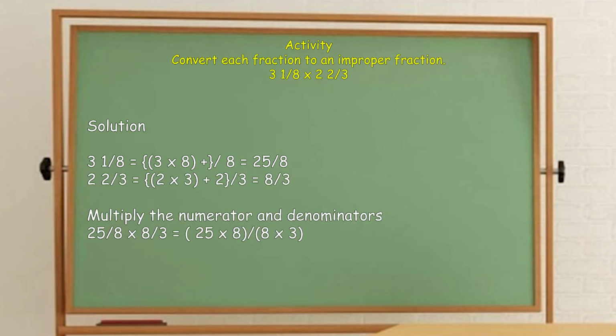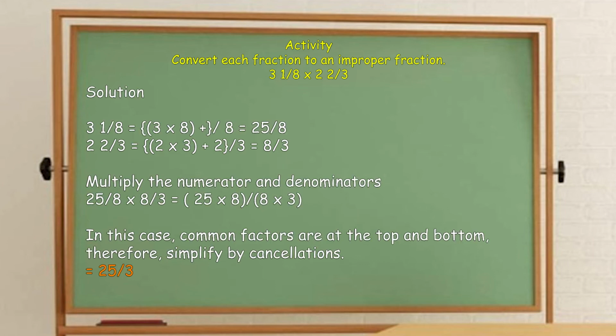Now that we have both of our mixed numbers converted into improper fractions, it's time for us to multiply. In this case, we're going to multiply 25/8 by 8/3. Now, if you notice, there's an 8 below the 25 and there's an 8 above the 3. When you have a situation like that, you can cancel out. So we cancel out the 2 8s. What do we have left? We have 25 as our numerator and 3 as our denominator, right?